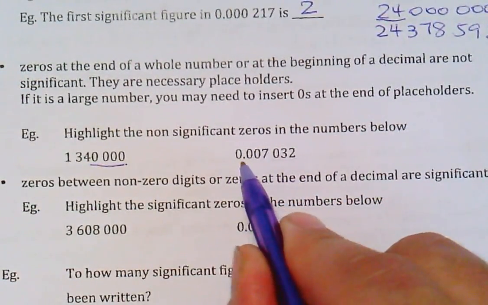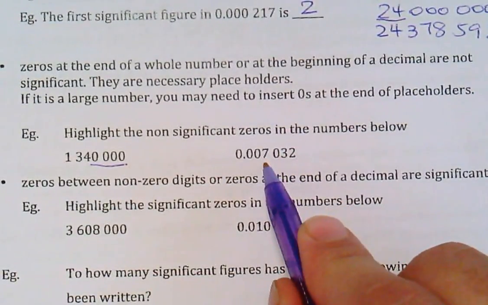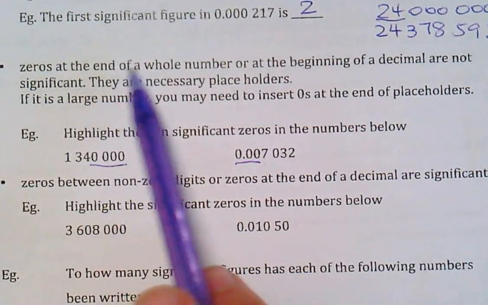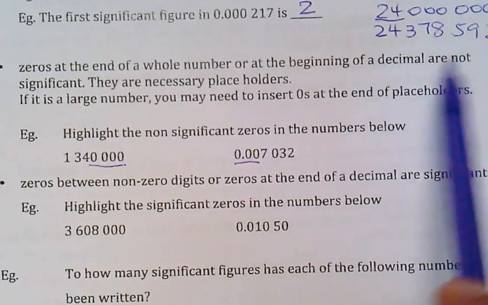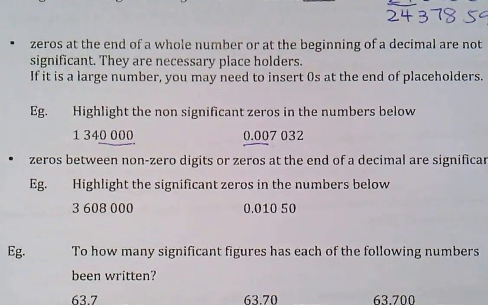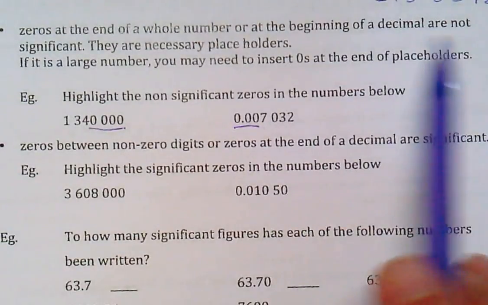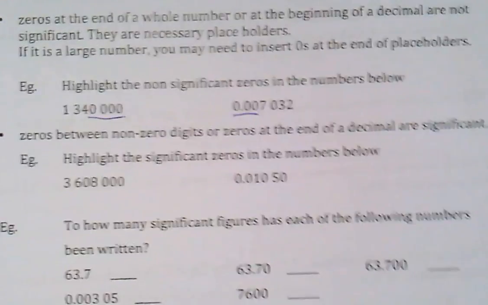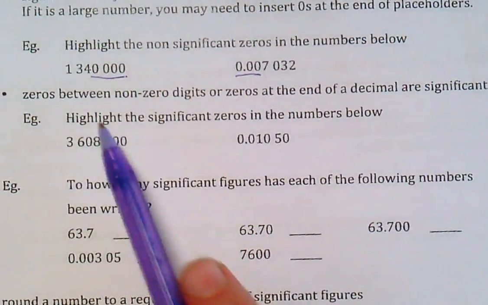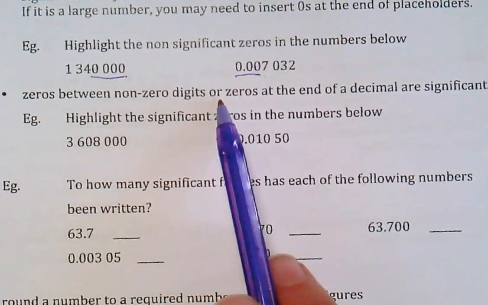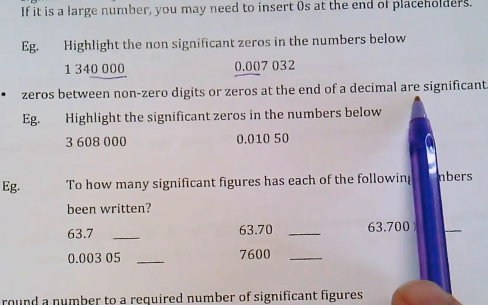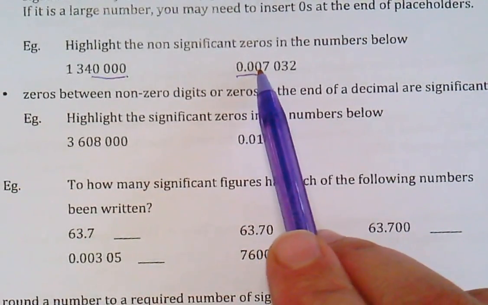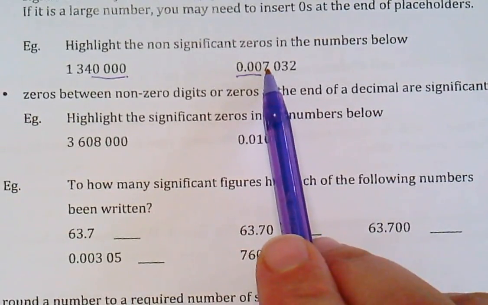What about, do you remember, what's the first significant number here? So these zeros at the front are not significant. So again, zeros at the end of a whole number or at the beginning of a decimal are not significant. They are necessary placeholders. Look, most of the time they're not significant on the end. There are cases where they are, but you'll know when that happens. Now, next, zeros between non-zero digits or zeros at the end of a decimal. So zeros at the beginning of a decimal, they're not significant. They're just there to say there's no tenths, there's no hundredths, but we start on the thousandths, right?